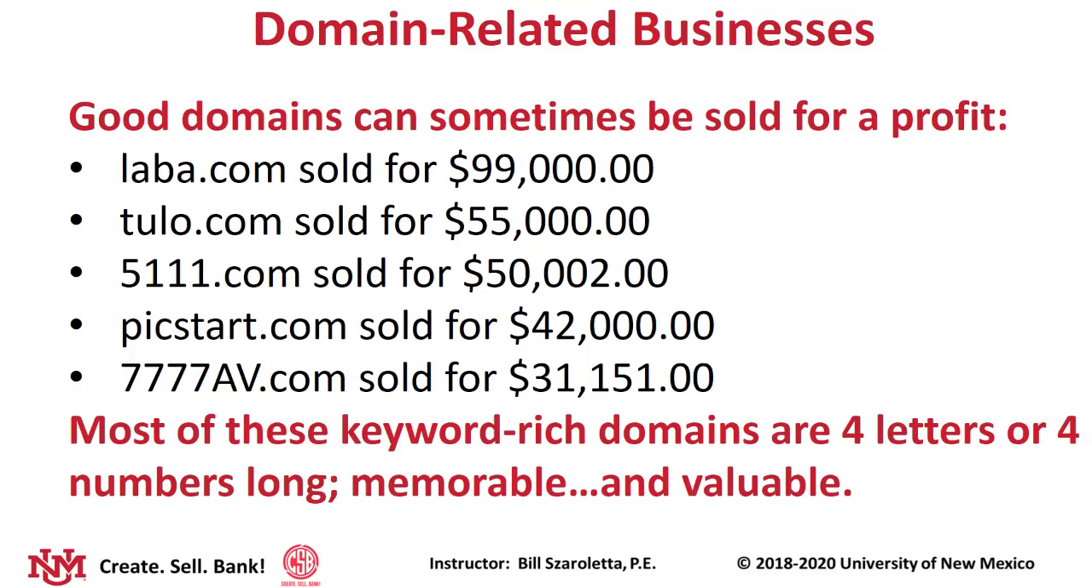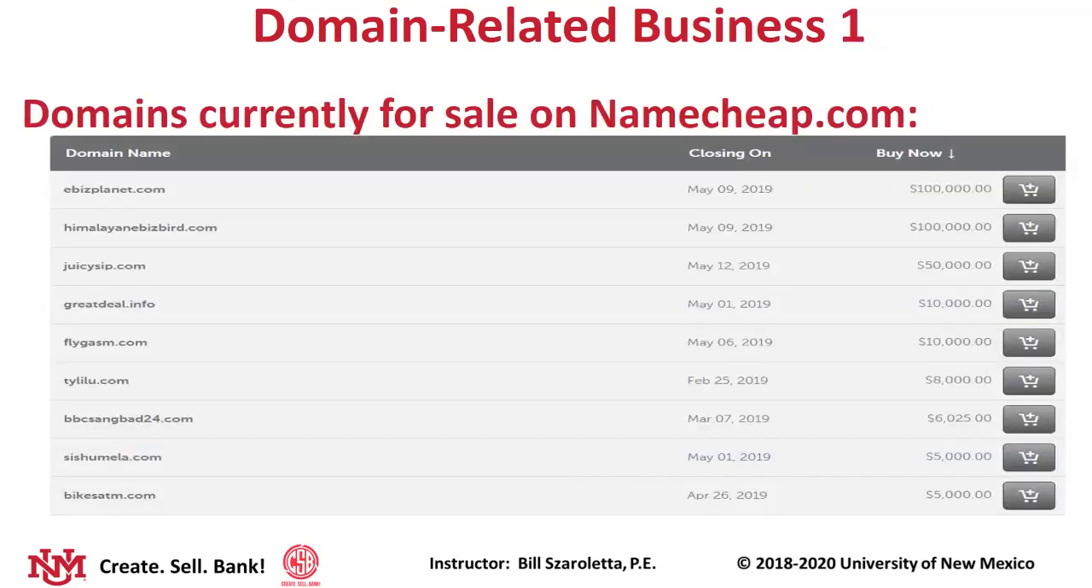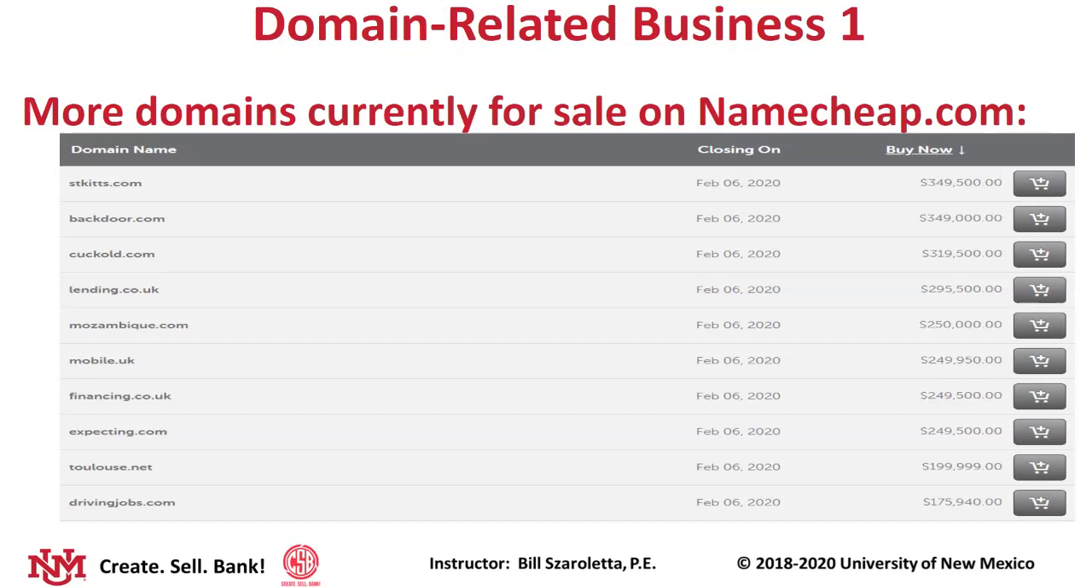Now this one, 7777av.com, was $31,000. And it really gave some previous classes some ideas about using numbers. But you can go on Namecheap and you can find all the sites that are available and how much they are. These are auctions, different options.